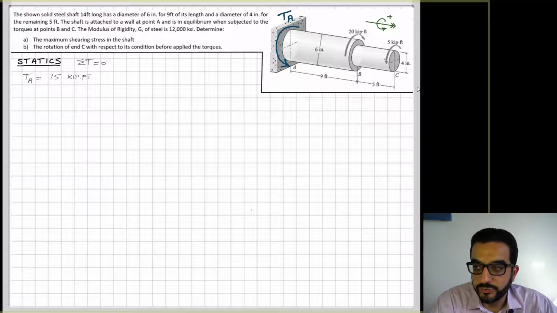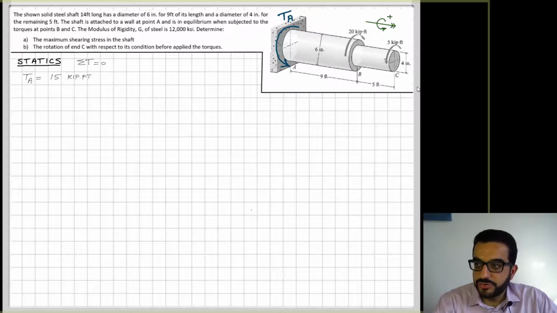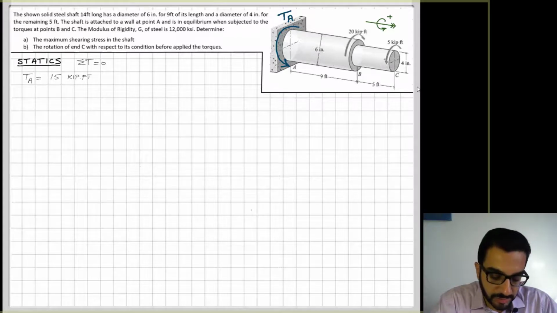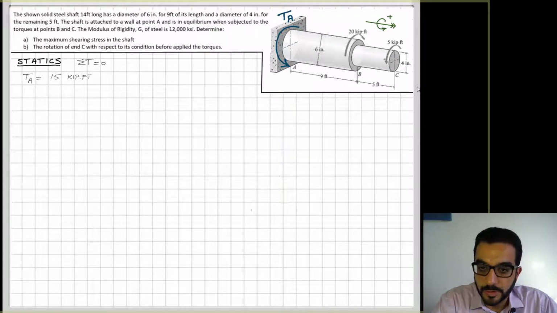So if you do the summation of moment torques, the sum of T is equal to 0. We won't do that in detail, but you can see that 5 kip-foot is positive, so it's positive 5, and then negative 20. This means negative 15 is the resultant of these two torques. To have equilibrium, you have to have a positive 15, which is TA, countering them. Once you figure out the reaction, now you can draw the internal torque diagram.